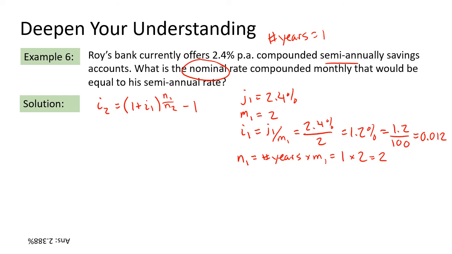Your second scenario, N2, it gives you that it's compounded monthly. So that means it's 1 year multiplied by 12, which gives you an answer of 12. So you can substitute all these values into this equation. So I2 is equal to 1 plus 0.012, and that's the exponent N1, which is 2, divided by N2, which is 12, minus 1.